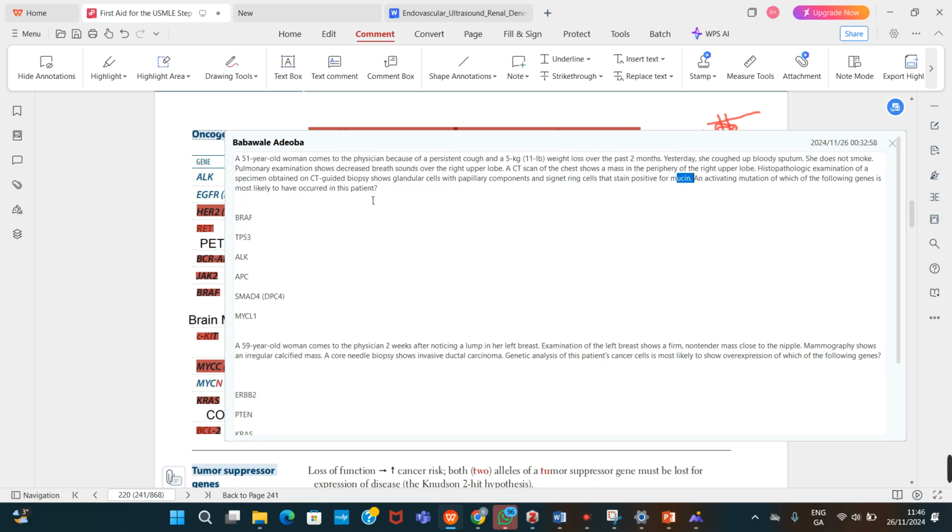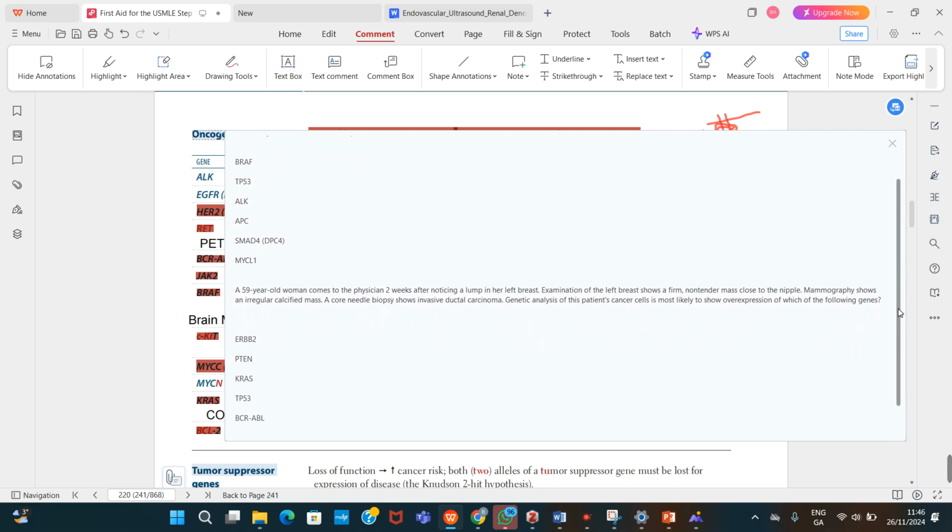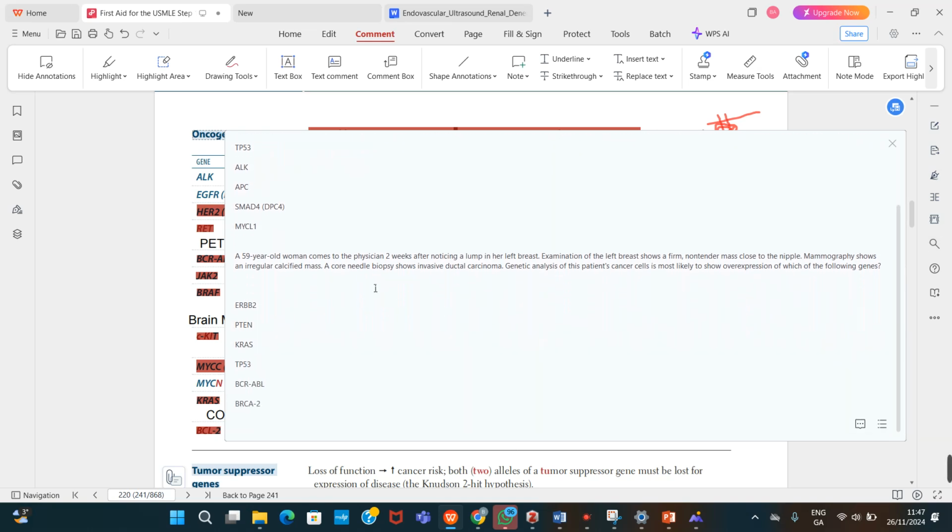You already have your diagnosis. An activating mutation of which of the following genes is most likely to have occurred? What is our diagnosis from this? Adenocarcinoma of the lung. So which is associated with adenocarcinoma of the lungs? ALK. Simple. EGFR. Yes, ALK and EGFR.